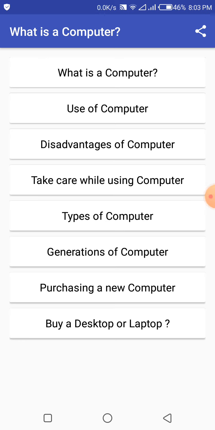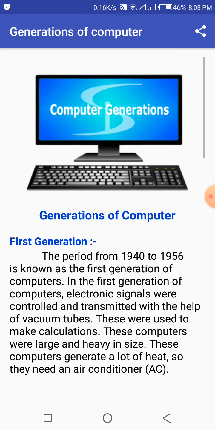Today my topic is the generations of computers. Computer generations.